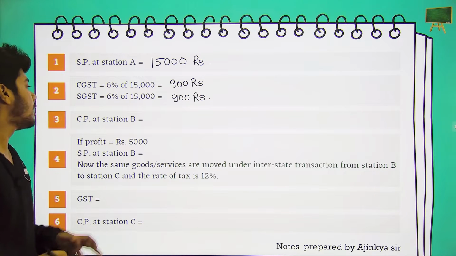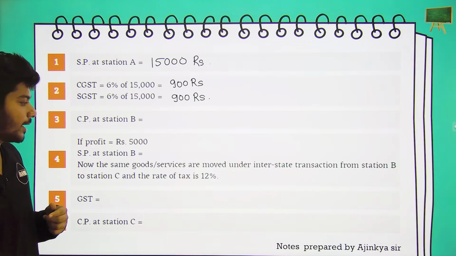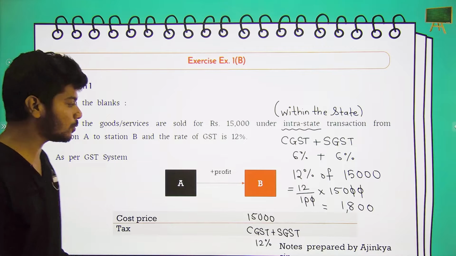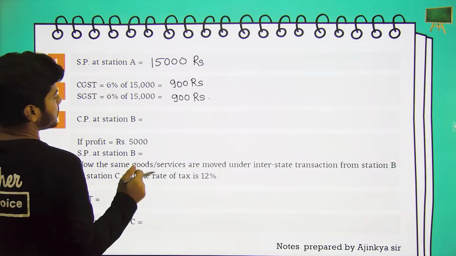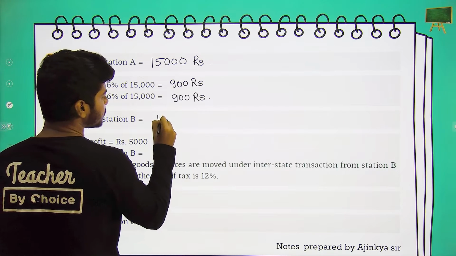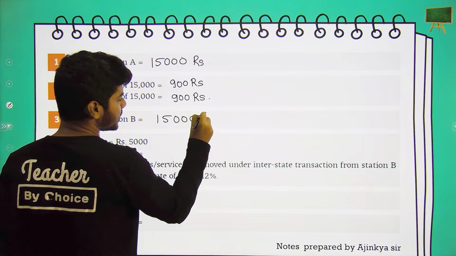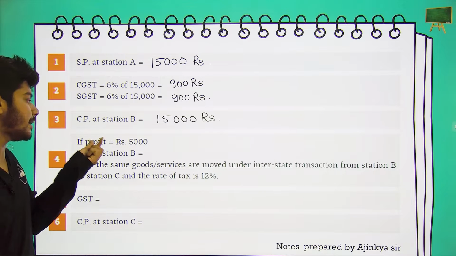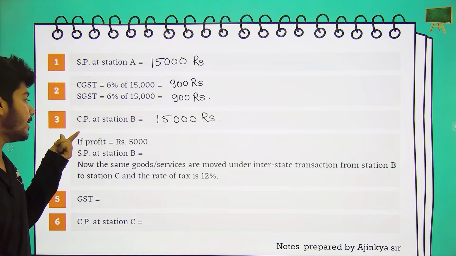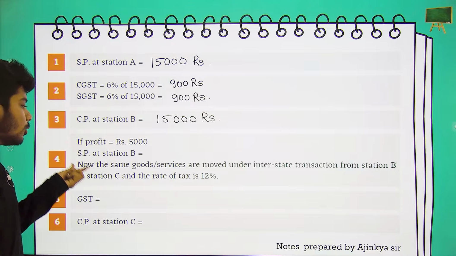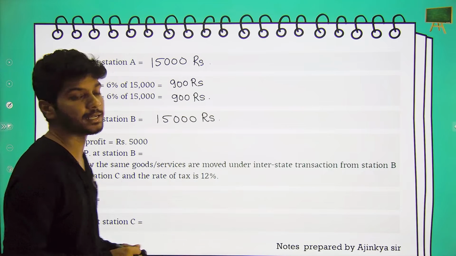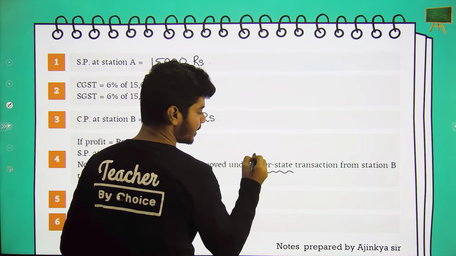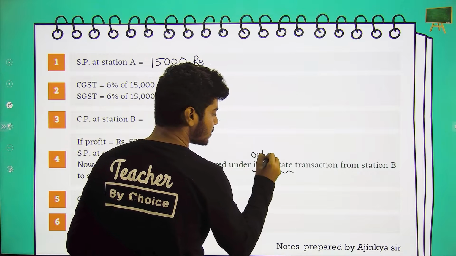What is the next part? Cost price at station B. What is the cost price at station B? Same 15,000. Cost price at station B will be 15,000 rupees. Now, if the profit of 5,000 is expected, they are asking the selling price at station B. The same goods and services are moved under interstate. Whenever we talk about interstate, that means the trade is happening outside the state.